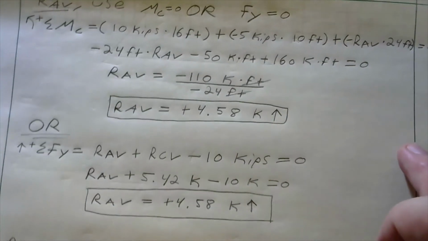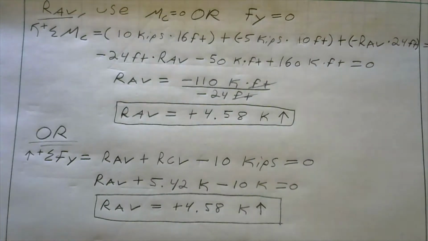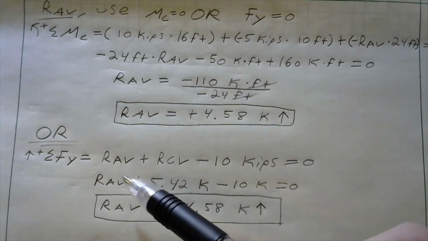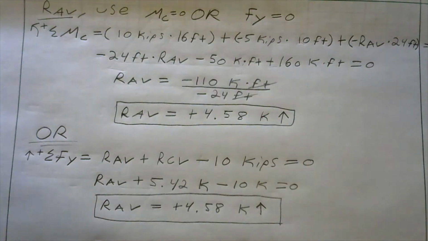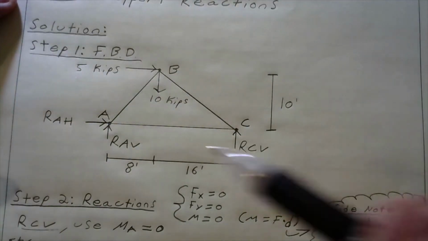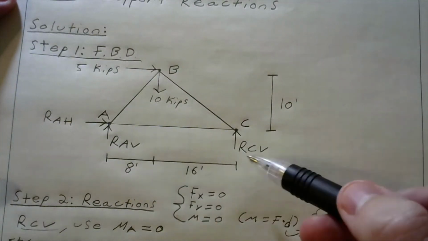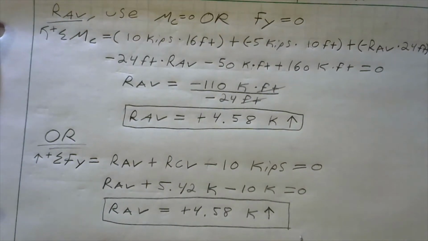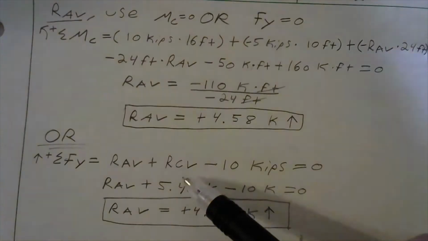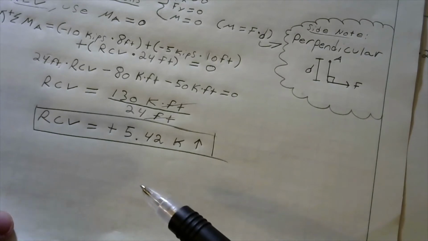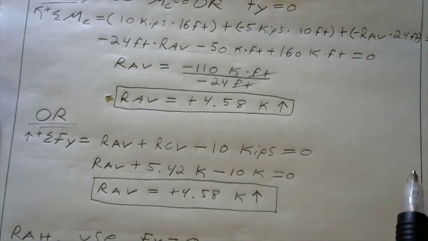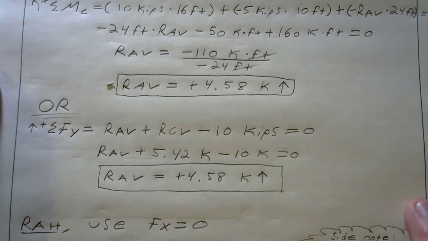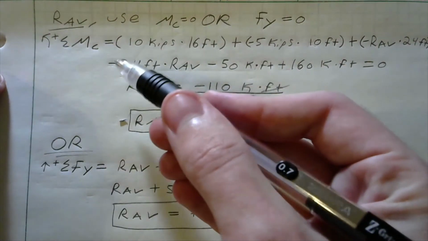You could use Fy as well. So you just add everything in the y direction, where everything moving upwards is positive. So you have RAV, RCV, and a negative 10 kips. Again, that's this RAV, positive, RCV is positive, and a negative 10 kips going downwards. And using RCV, which you calculated earlier to be positive 5.42, you get 4.58 kips, either way you do it. I prefer to use this way.